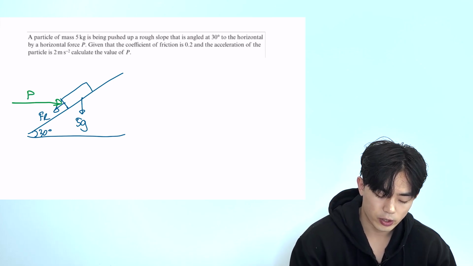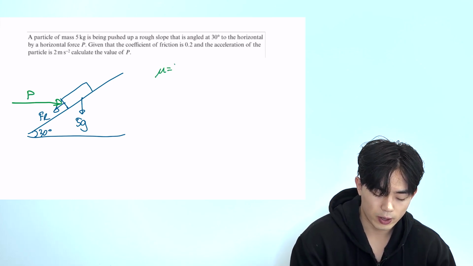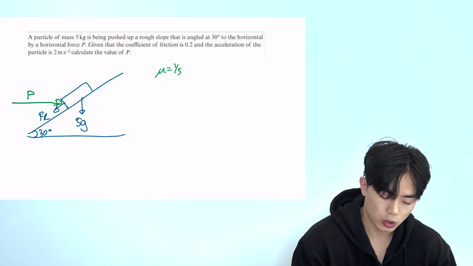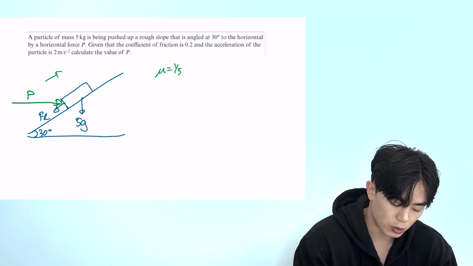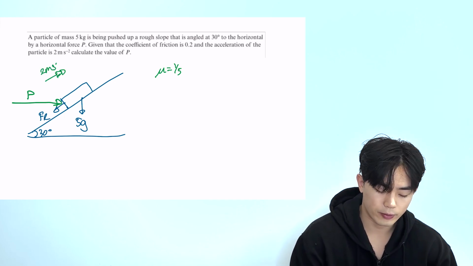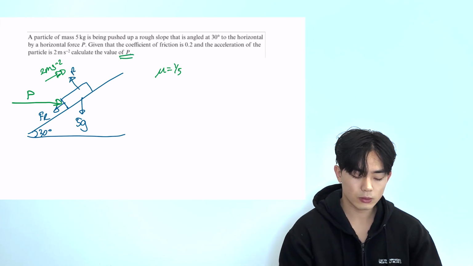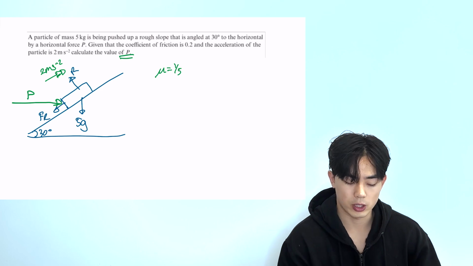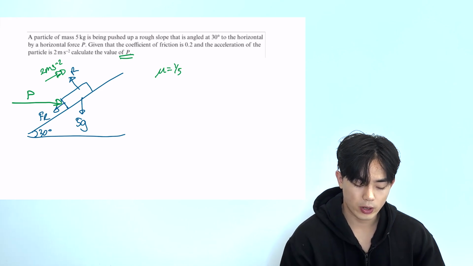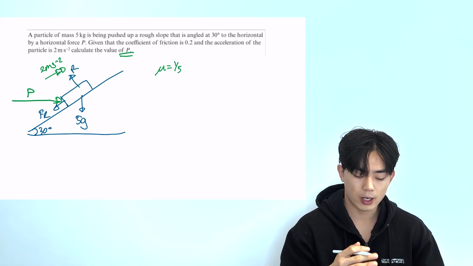Given that the coefficient of friction is 0.2, so mu is 1/5, and the acceleration of the particle is 2 meters per second, it's moving upwards like this at 2 meters per second squared. Calculate the value of P. Remember, we have to include the reaction force like so. So you just need to be very aware of how to draw these force diagrams. So it's the same concept that we're going to be resolving perpendicular and up the slope.